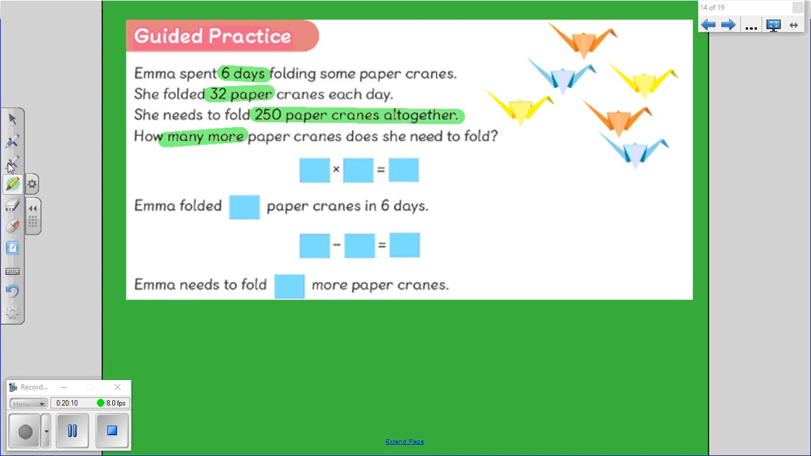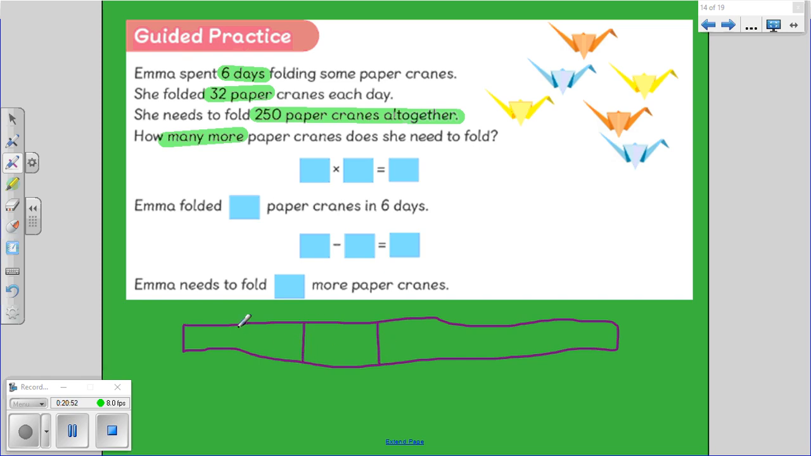So let's draw a bar to solve this problem. Pause the video, have a go at drawing a bar to show us how to solve this problem. Okay, well the first bar that we can draw is about how many paper cranes Emma was able to make. So we could draw one large bar. And we know she spent 6 days, so I can split my bar into 6 equal parts. Okay, so I've got 3 here, and then I've got 3.